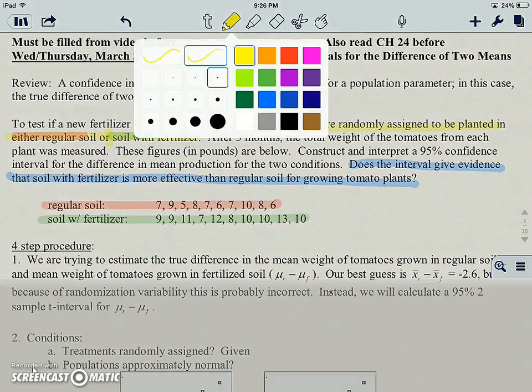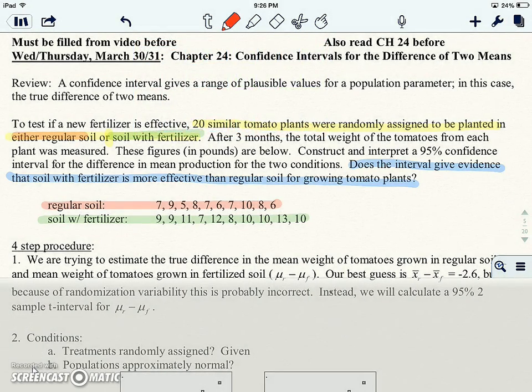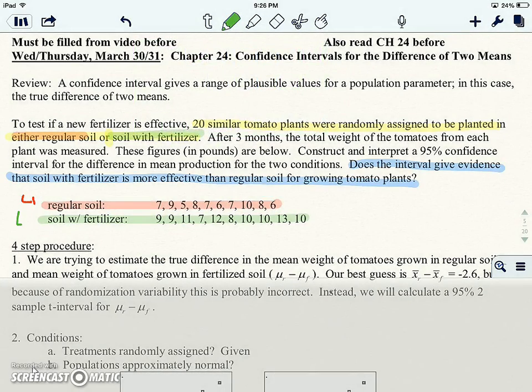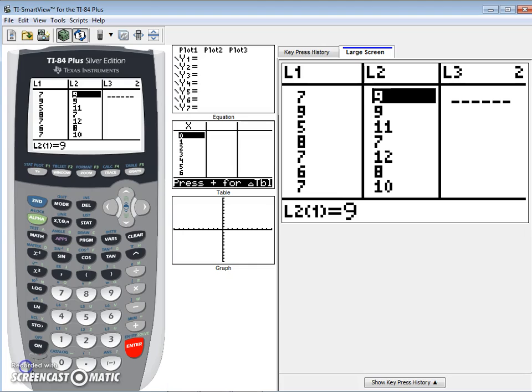So we're going to start by finding out the average and the standard deviation for our samples. So we're going to put this data in list 1 and this data in list 2. You can see that I have list 1 data and list 2 data. So this is regular tomato plants and fertilizer tomato plants.